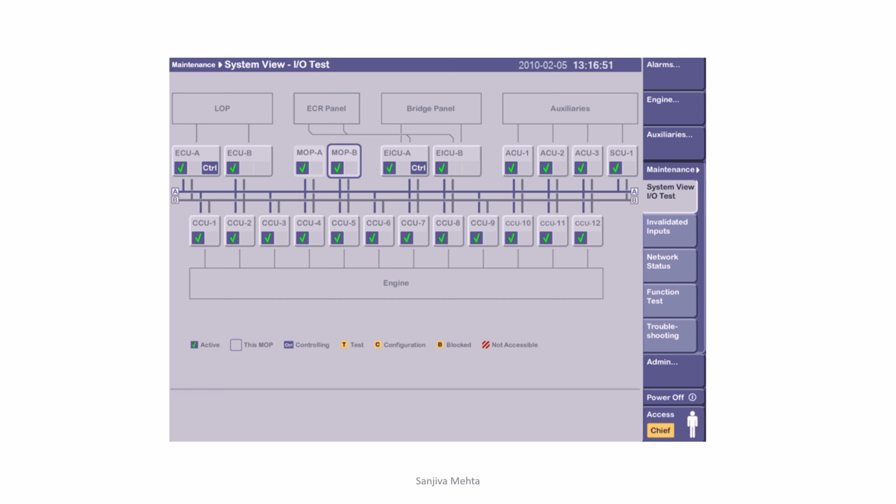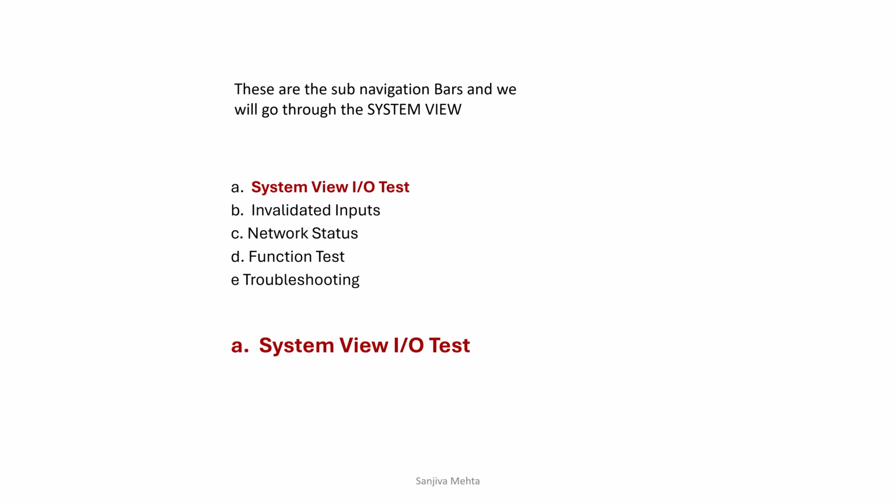C is being configured, software may be being downloaded. B means blocked, and it means not accessible. This kind of symbols you might see on your screen when you go to system view, input output test. All right. This network A, network B. System view, input output test. Let's go through, see further what else we can find out.